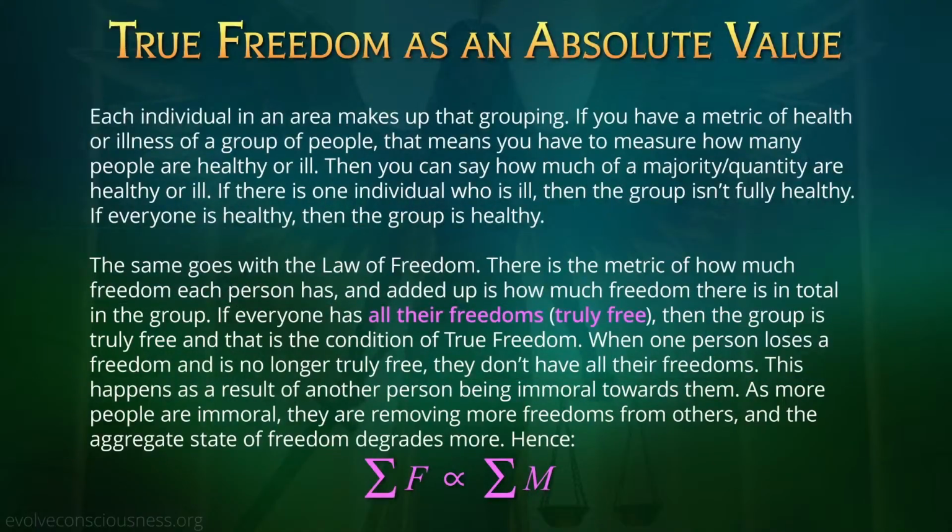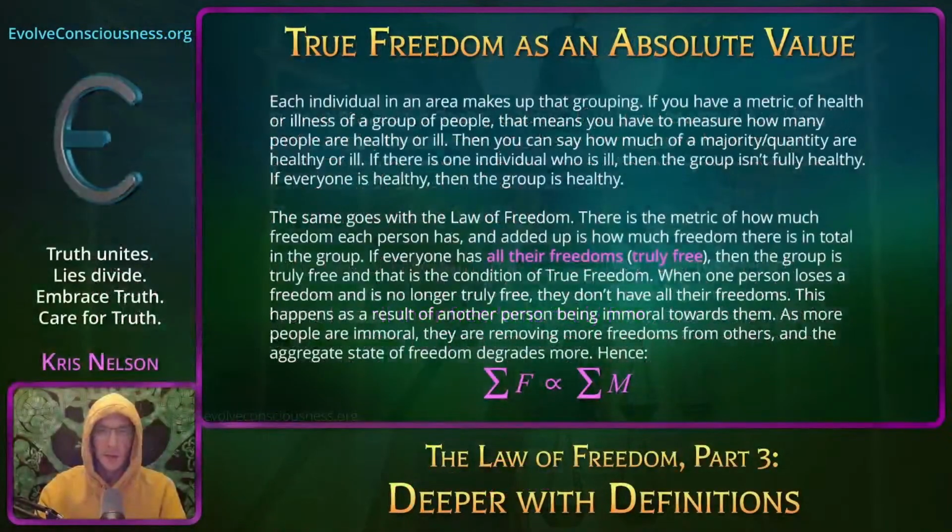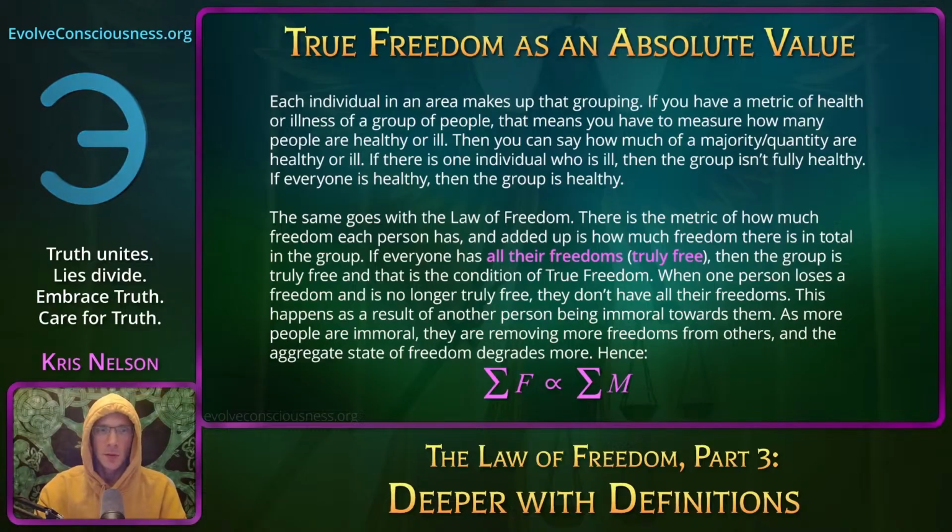Each individual in an area makes up that grouping. If you have a metric of health or illness of a group of people, that means you have to measure how many people are healthy or ill. Then you can say how much of a majority or quantity are healthy or ill. If there is one individual who is ill, then the group isn't fully healthy. If everyone is healthy, then the group is healthy. The same goes with the law of freedom. There is the metric of how much freedom each person has, and added up is how much freedom there is in total in the group.